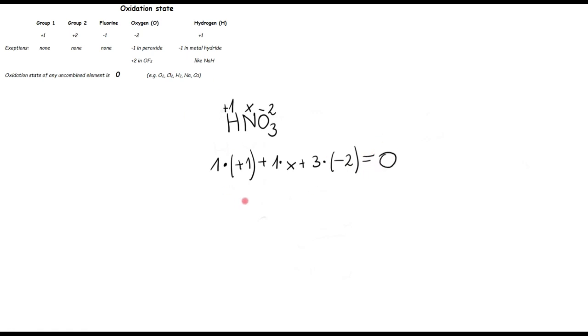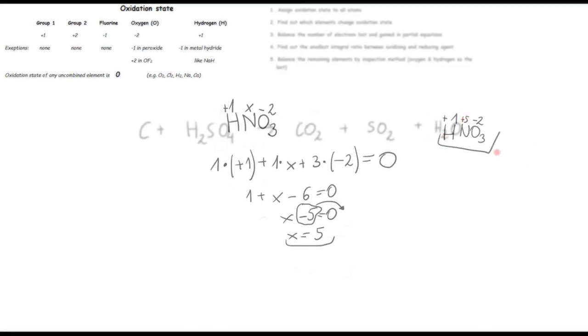0. So it's 1 plus X minus 6, so X minus 5 equals 0, X equals 5. -5, move to the other side, so don't forget to change the sign. So the oxidation states of individual atoms in the molecule of nitric acid are as shown, that's the answer.